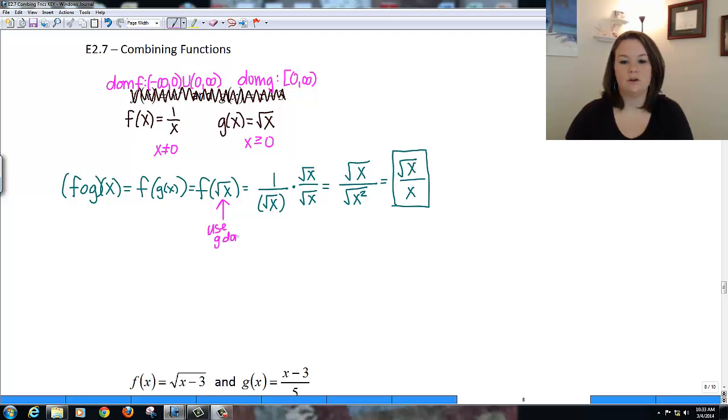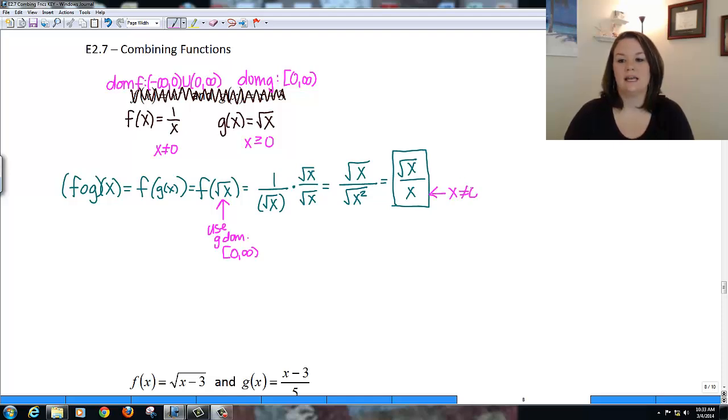Use the domain of g, which is 0 to infinity. So I know I can only use 0 to infinity. I look up here, and on top I have a radical, an even root, which means that whatever's underneath it has to be greater than or equal to 0, and I already have an accommodation for that with my domain of g. The only thing I haven't accommodated is this denominator.